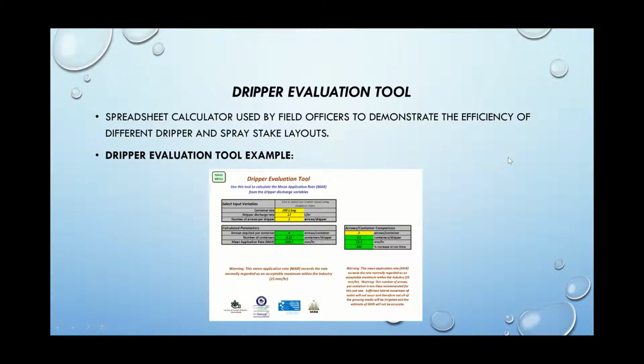The next tool that we'll look at is the dripper evaluation tool. Again, this has only been available to the industry through the Technical Officers Network, and it's used to evaluate the expected performance of a dripper or spray stake configuration. To use this tool, either a dripper or spray stake is selected, then the specifications of the system, container size, flow rate of the emitter, number of arrows per emitter, and number of arrows per container are input.